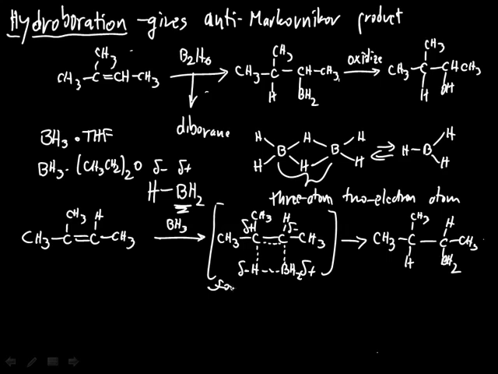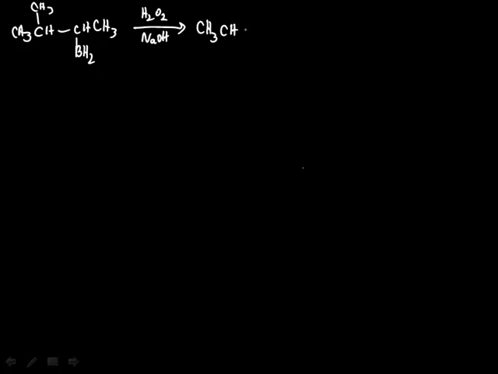Now this is the first example of this so-called four-membered transition state, which is a very, very well organized transition. What happens next is that we take this organoborane and then we oxidize it, and so oxidatively remove this boron. The way we do that is through the use of hydrogen peroxide, H2O2, and sodium hydroxide, which gives us the desired alcohol.